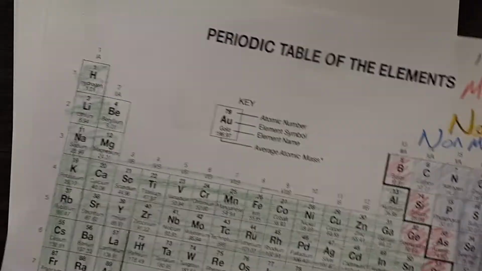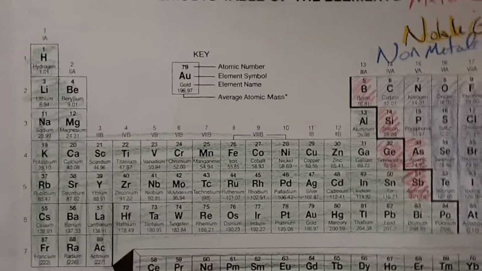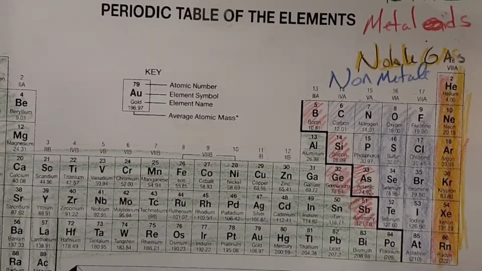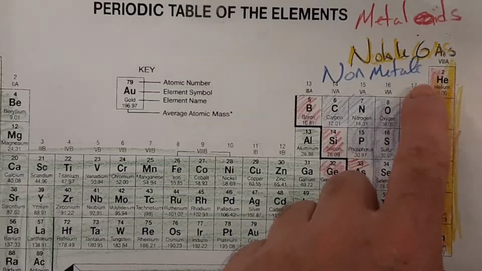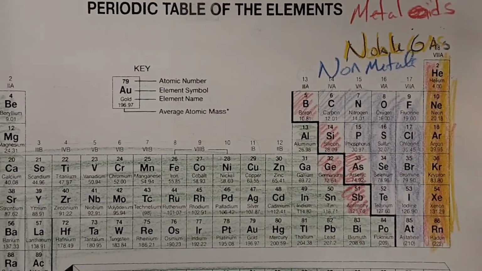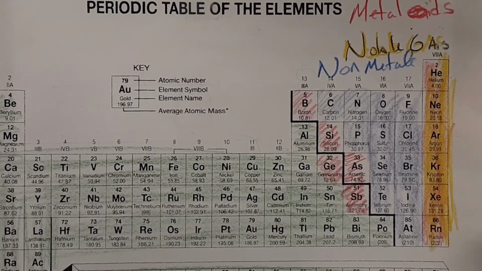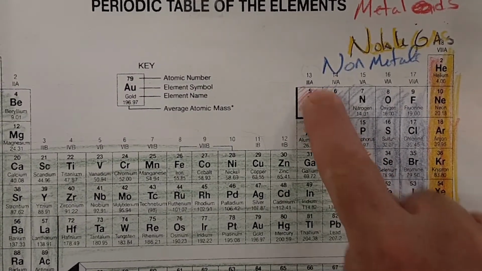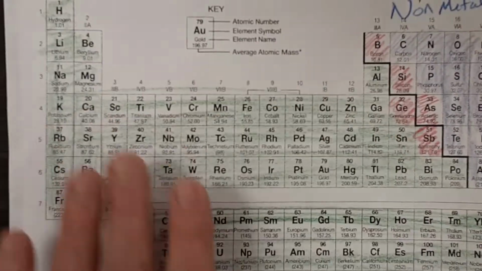Hello humans, we've been learning about the periodic table. Here's one of our classroom copies that has been color coded. We've got our noble gases on group 18. We've got our nonmetals. We've got our metalloids along the stair step, and everything else is a metal.